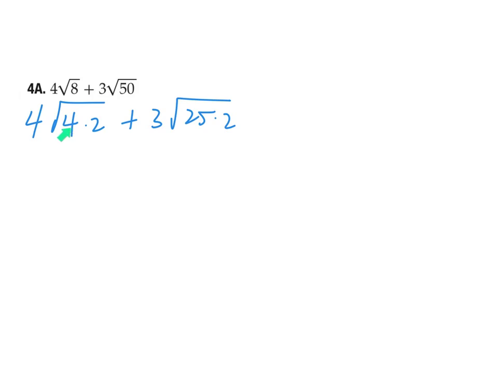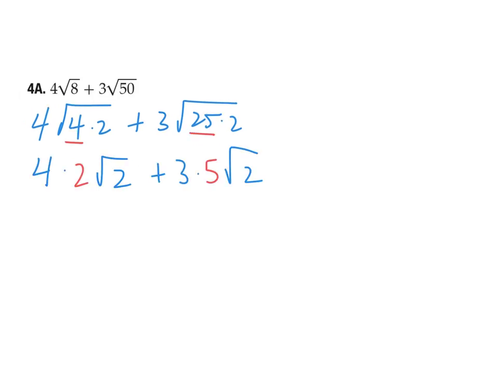So since 4 is the biggest perfect square that goes into 8, this becomes 4 times 2. 25 is the perfect square that goes into 50, so this is 25 times 2. Well, what is the square root of 4? Square root of 4? 2. What is the square root of 25? 5. So here's what my next step becomes.